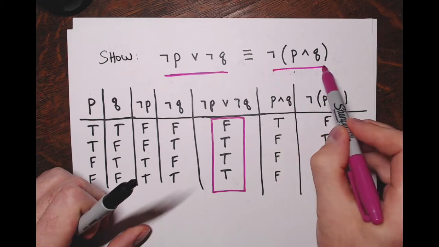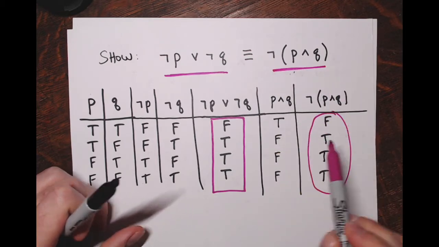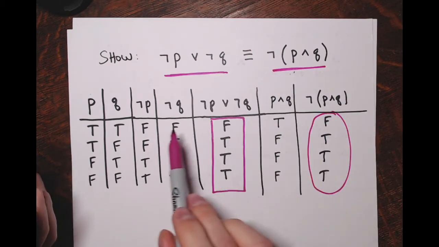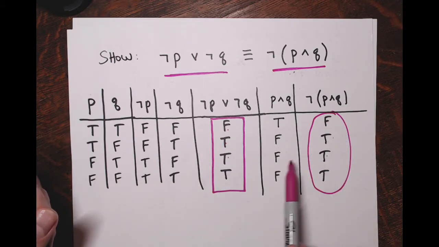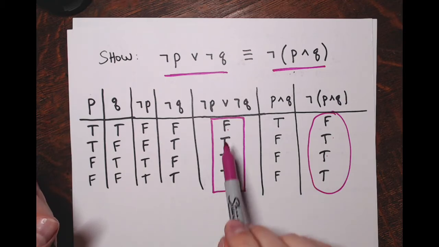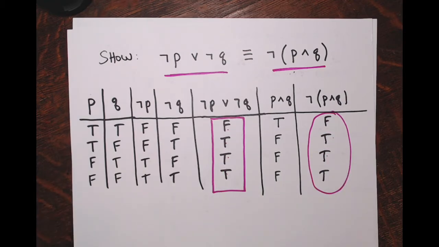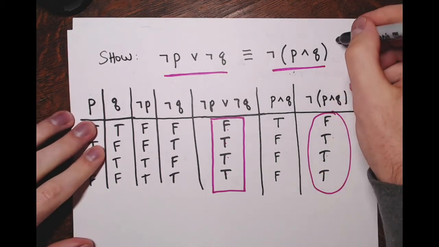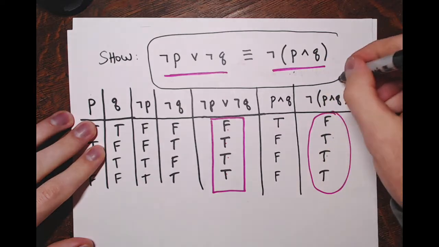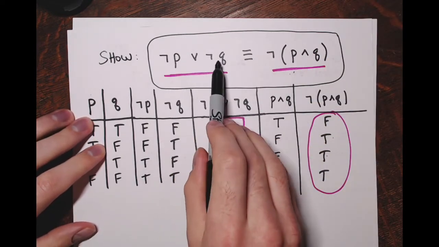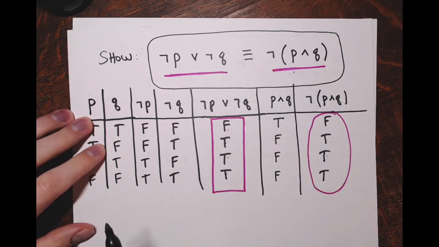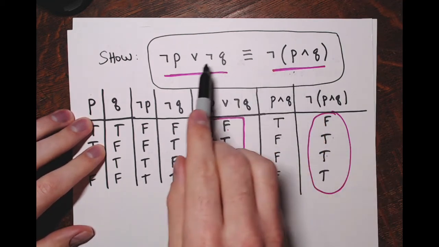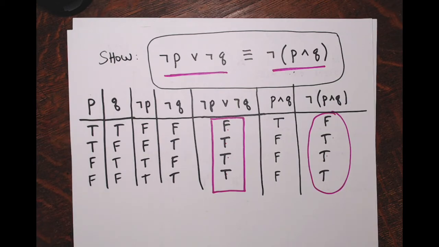And that's the column for this side. And look at them. In every single scenario, in every single row, they're the same. False, false, true, true, true, true, true, true. So since they have the same truth value in every possible scenario, they are logically equivalent. And I would write this statement up here that not P or not Q is logically equivalent to not (P and Q). And in fact, this is one of what's called De Morgan's laws.